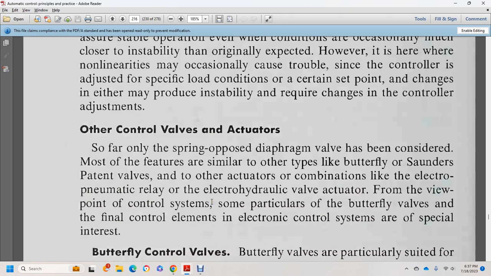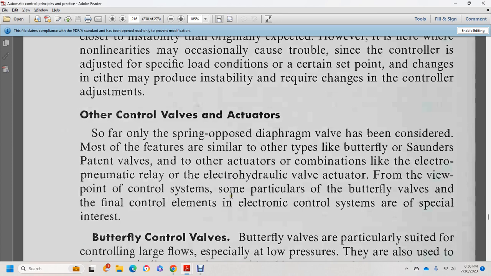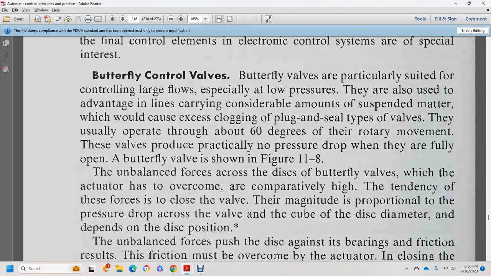Other controller and actuator types. So far, only the spring and diaphragm valve has been considered. Most of the features are similar for other types of valves like butterfly and solenoid valves, with other actuator combinations like the electro-pneumatic relay or the electro-hydraulic valve actuator. From the viewpoint of the control system, some particulars of the butterfly and the final control elements of electrical control systems are of special interest.